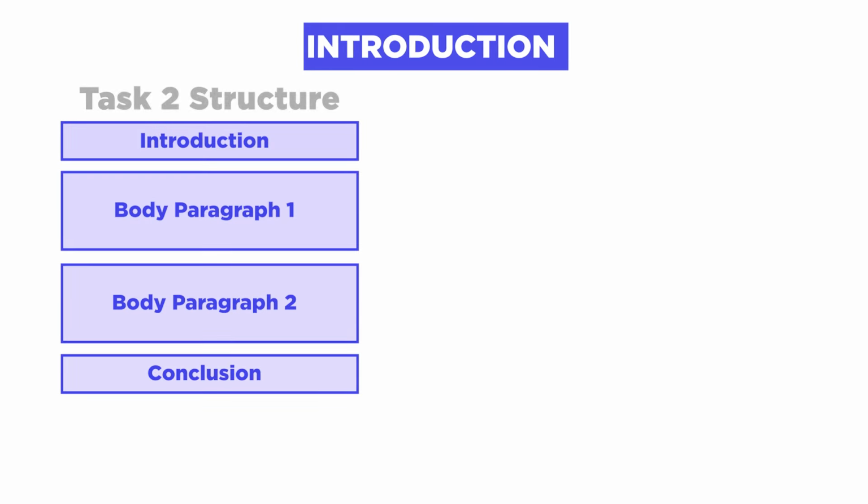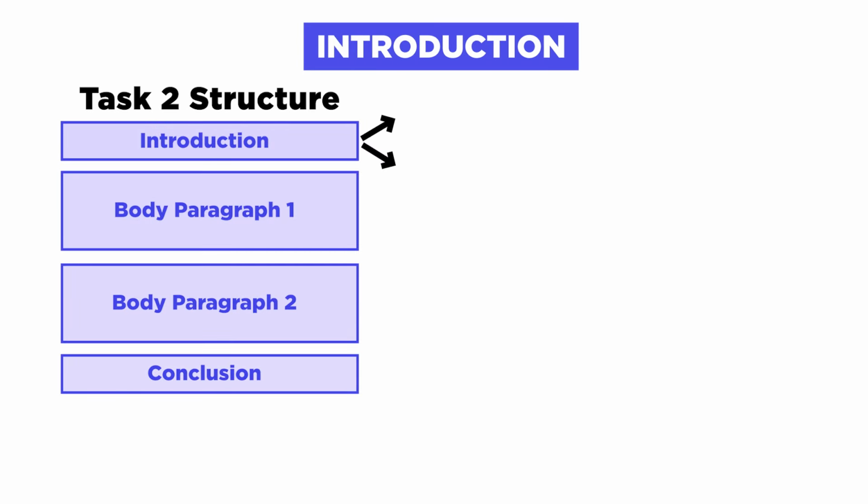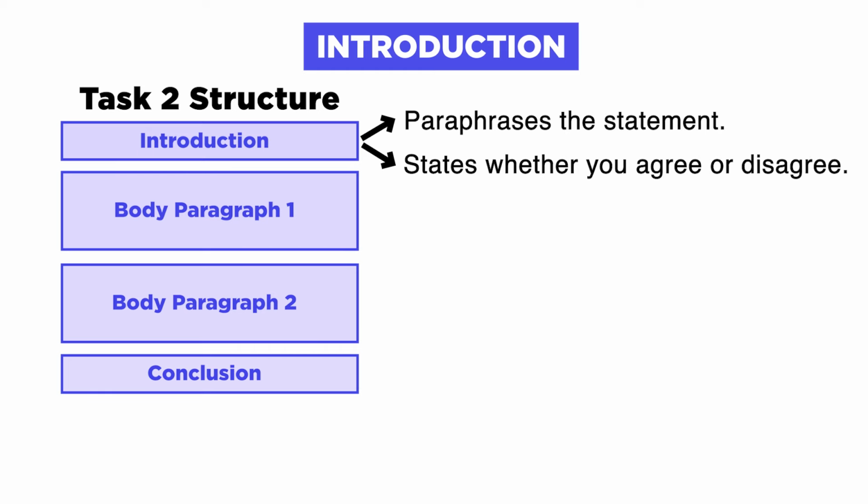Once we've chosen our stance and generated supporting ideas, it's time to start writing. We'll begin with the introduction. The introduction should be written in 2 sentences. The first sentence paraphrases the statement, and the second sentence states whether you agree or disagree.